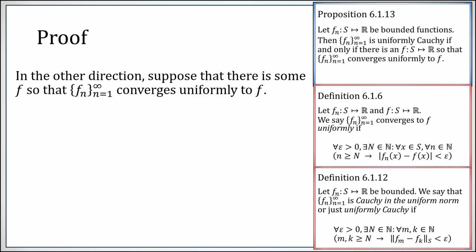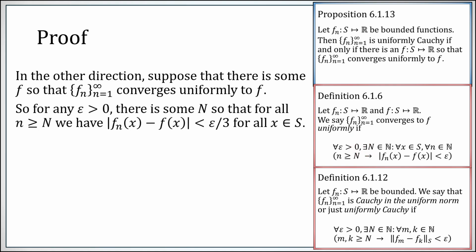Now we have to go the other way. Let's suppose that the fn's do converge uniformly to some f. So this is now our given, definition 6.1.6. Now we need to establish that the sequence of functions is uniformly Cauchy. So let epsilon be positive. Now we need to find a cutoff index n, but we've assumed definition 6.1.6. So having said let epsilon be positive, there is some capital N so that the rest of this holds.